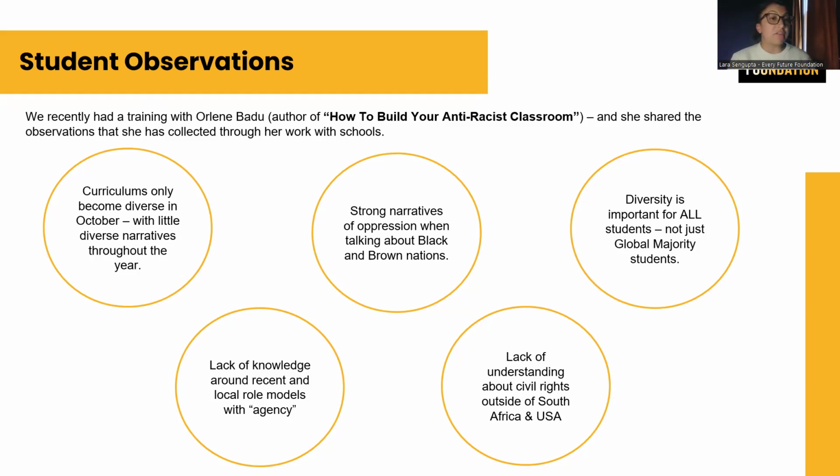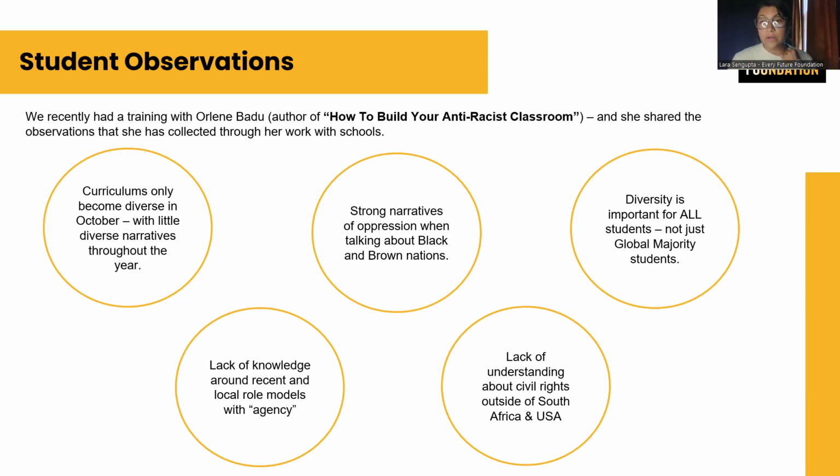So curriculum's only becoming diverse in October, with little diverse narratives throughout the year. And that again comes back to that Black history is not just Black History Month. Black History Month is everywhere. There are strong narratives of oppression when talking about Black and brown nations. One example of this is about the migration patterns and not understanding what was going on before. So only when talking about Black and brown nations, there's that strong oppressive narrative, and not that empowerment and that joy and that resilience and resistance that is present. It's just not present within the curriculum.